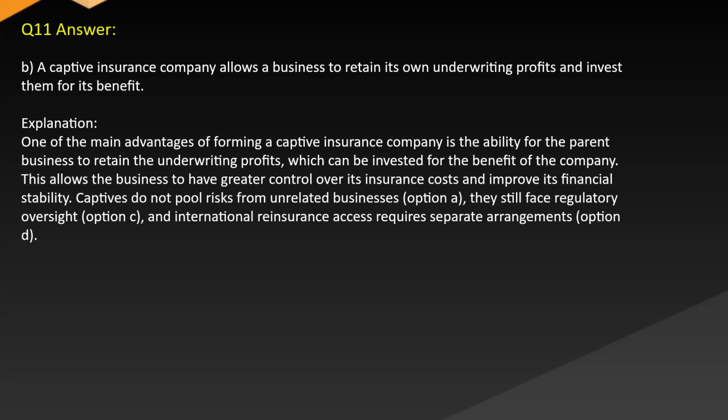Answer: B. A captive insurance company allows a business to retain its own underwriting profits and invest them for its benefit. Explanation: one of the main advantages of forming a captive insurance company is the ability for the parent business to retain the underwriting profits, which can be invested for the benefit of the company. This allows the business to have greater control over its insurance costs and improve its financial stability.